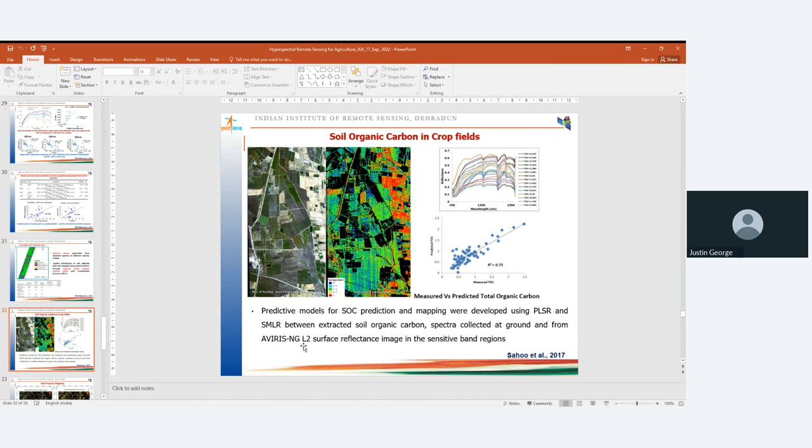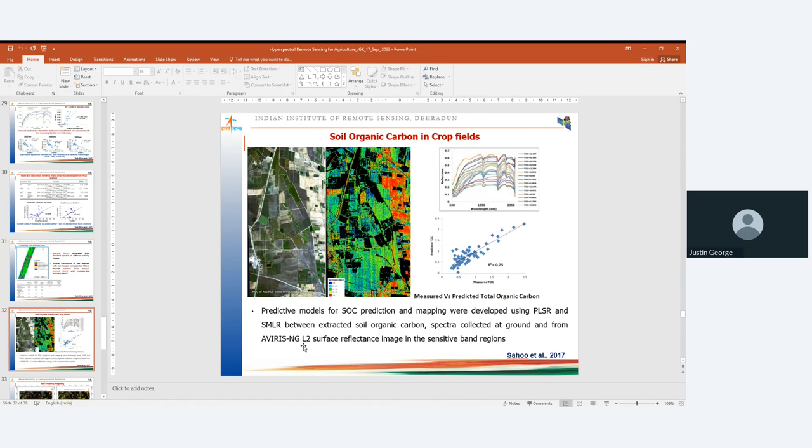Similarly, people have been using airborne data also from a precision agriculture point of view, mainly for soil organic carbon mapping in various crop fields. They collected soil samples from the different study area locations simultaneous with the passage of the sensor over the area. Others have conducted certain experiments in the laboratory where they used controlled digestion using acids, so that we have a set of high organic carbon soils.